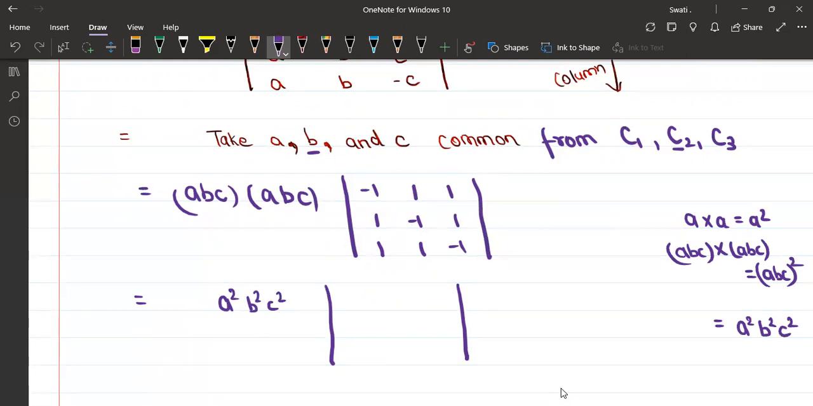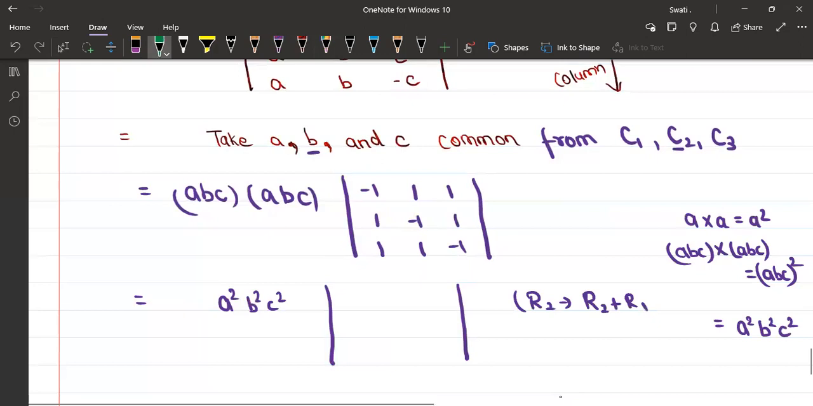Okay, so we are going to use some operations. I'm first going to do row 2. These are basically called row operations, or if you want, you can also use column operations. But here I'm going to use row operations. So R2, that means the second row, I'm going to do R2 plus R1.